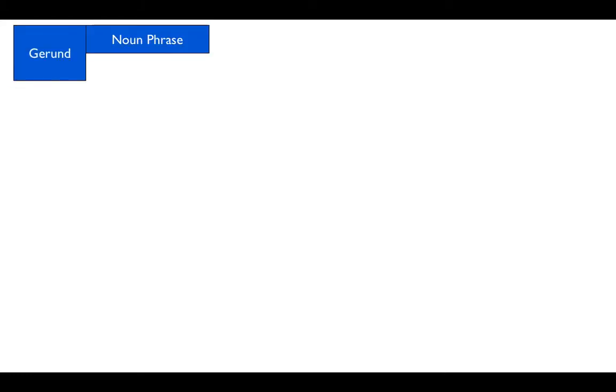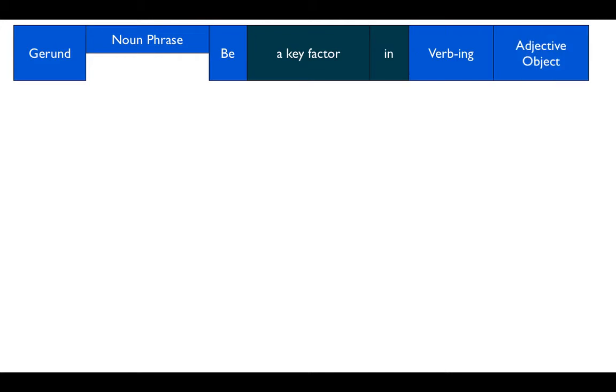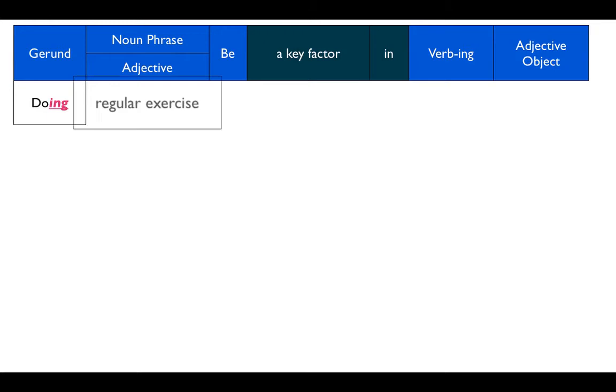This is a quick summary lesson of what we looked at in our longer session yesterday about using the cause and effect phrases. So a key factor is another useful phrase for saying that something is an important cause in some effect. So we looked at starting this with a gerund subject, so a gerund plus a noun phrase or an adjective here would start with a verb ing and then this either a noun or an adjective here.